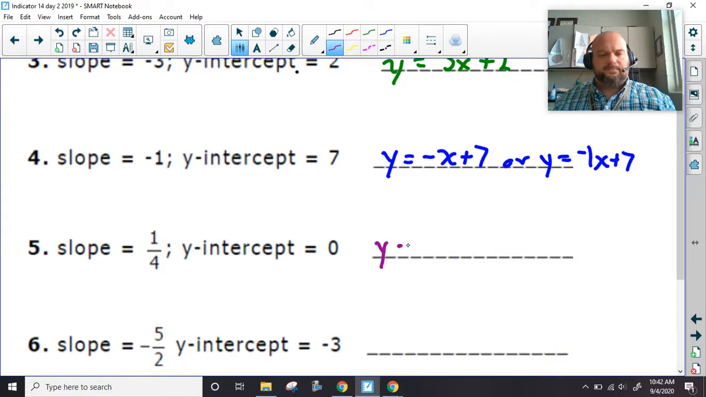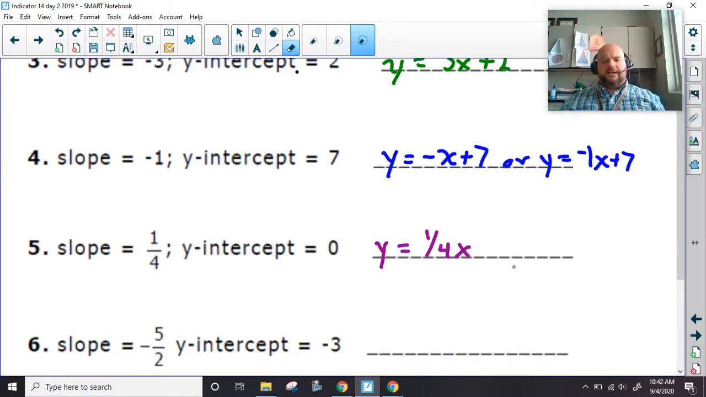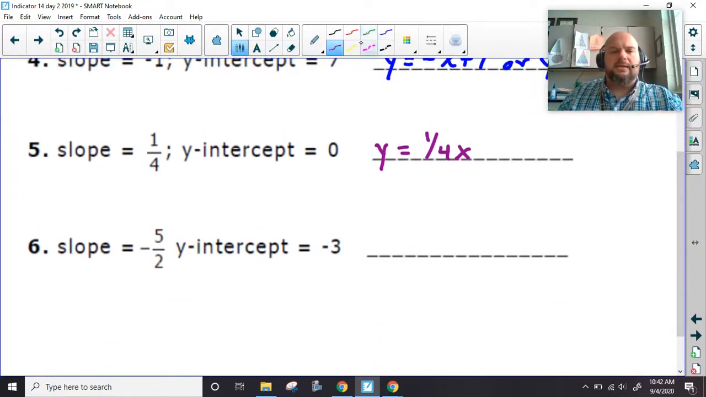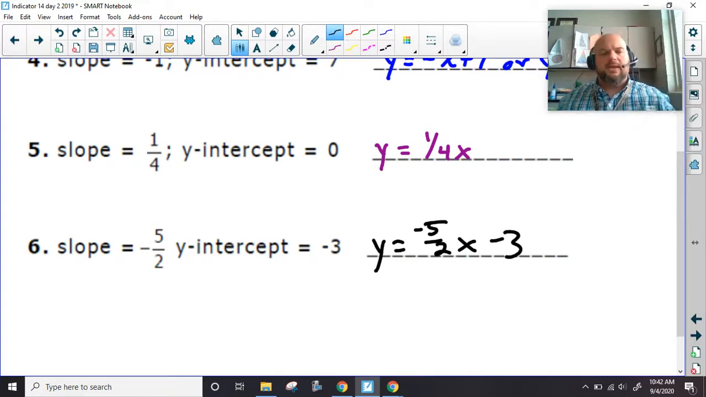This one, 1/4 x. Some people will do this. I don't count off, but normally you would see it written like that because that's understood to be 0. Okay, if there's nothing there, the b is understood to be 0. And then right here, y equals -5/2 x minus 3. Okay, so 6 examples, kind of straightforward, nothing fancy.